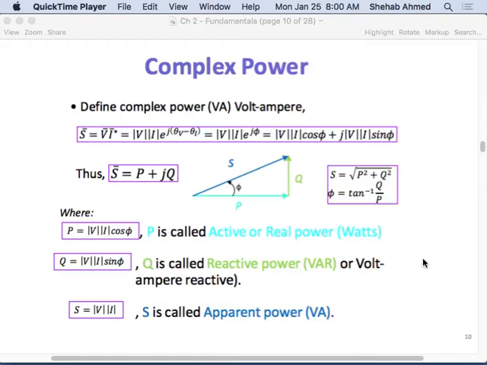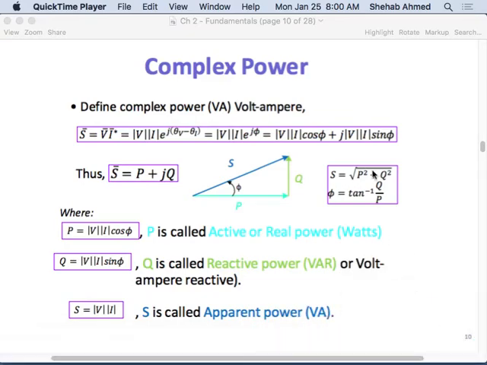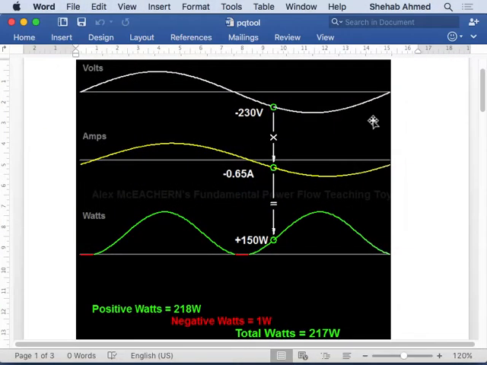Okay, so we'll get started from where we left off last time. We were talking about complex power, and when I assigned the homework, I assigned the use of some software tool. It's just a small educational tool.